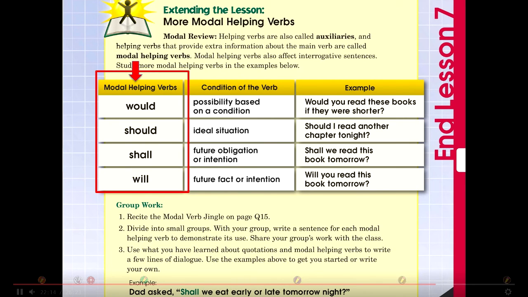Take a look at the list of modal helping verbs. Repeat them with me, please. Would, should, shall, will. Now let's go through them individually.